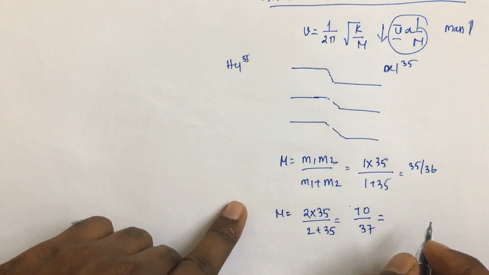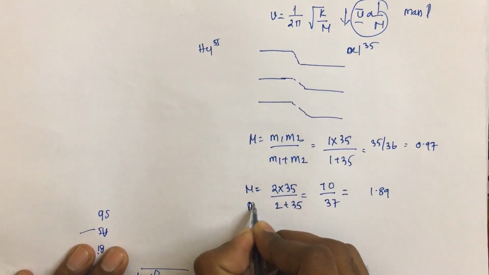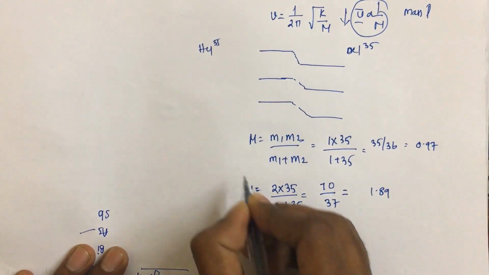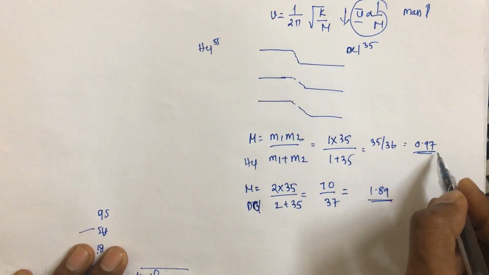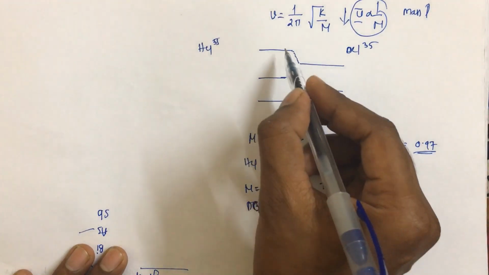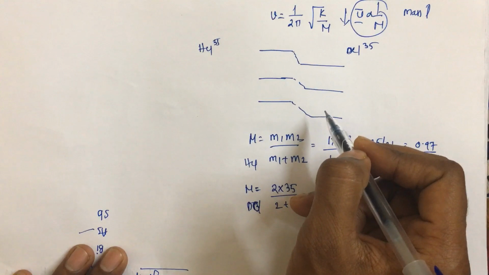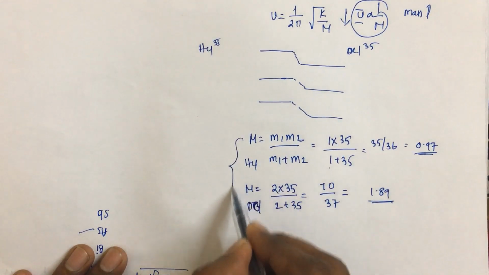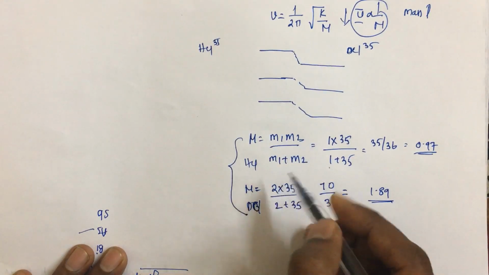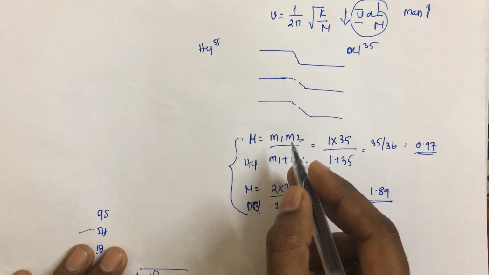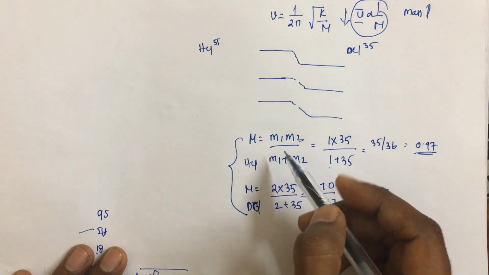And now here we can see that the reduced mass of DCl is greater than HCl. So for DCl it's 1.89, for HCl it's 0.97. So because of that, we can see the different spectral lines here. Okay, and this is very important while calculating with the formulas. So while doing problems on isotopic substitution, these formulas are very important.